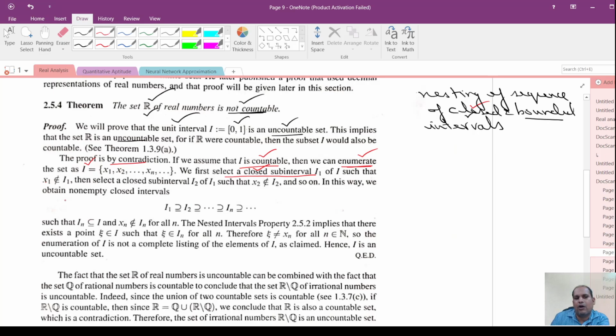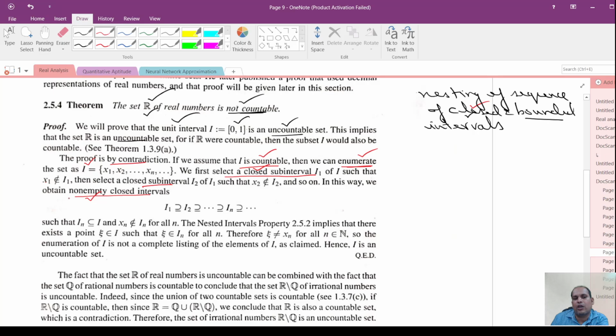In this way we obtain non-empty closed intervals. Again select I2, the sub interval of I1 such that x2 is not in I2. Continue this process. Now each of the set is non-empty because x1 is not in I1, but other elements x2 onwards are in I1. Similarly in I2, x2 is not there, but other elements other than x2 are in I2, x1, x2 are in I2.